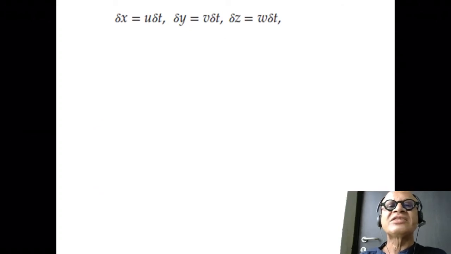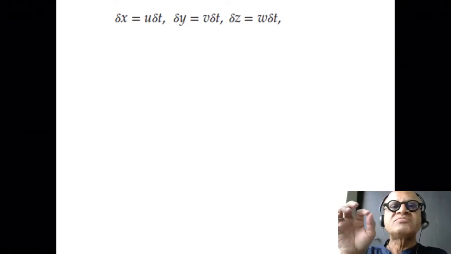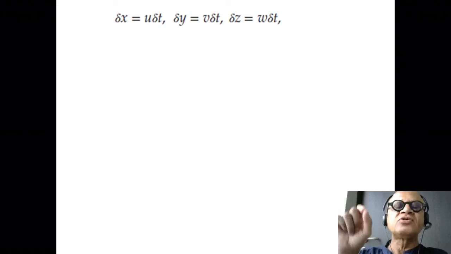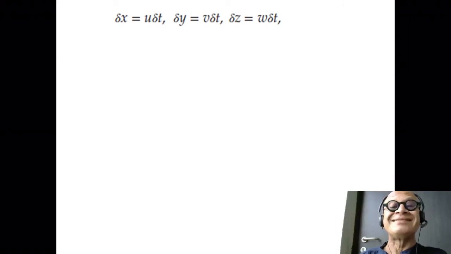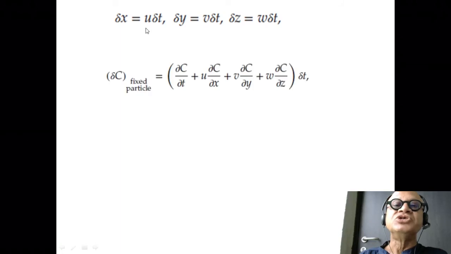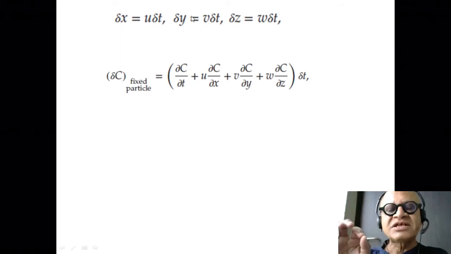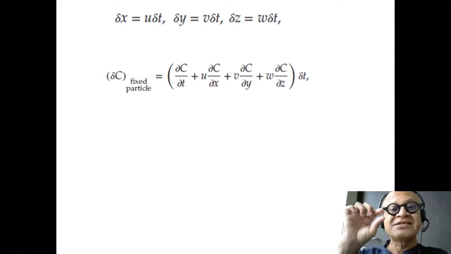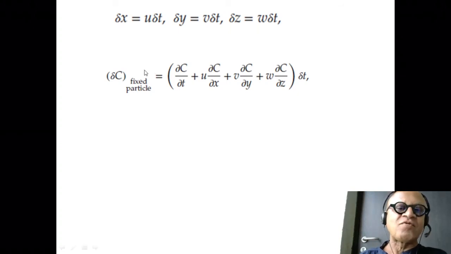So what is delta x, delta y, and delta z? If the particle is moving in the x direction with velocity u, y direction with v, and z direction with w, then delta x is u times delta t. It's a small step change. Delta y is v times delta t. Delta z, change in height, is w times delta t. Fairly straightforward. So we plug it into our delta c and take delta t out. Each one has a delta t. So then we can write it as dc dt, u dc dx, v dc dy, and w dc dz.